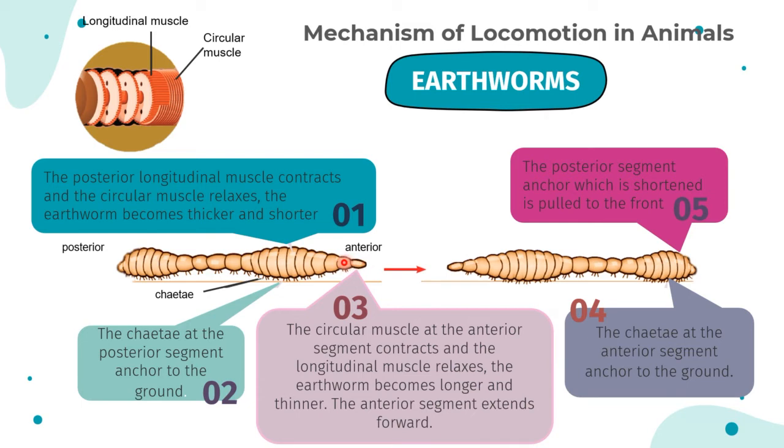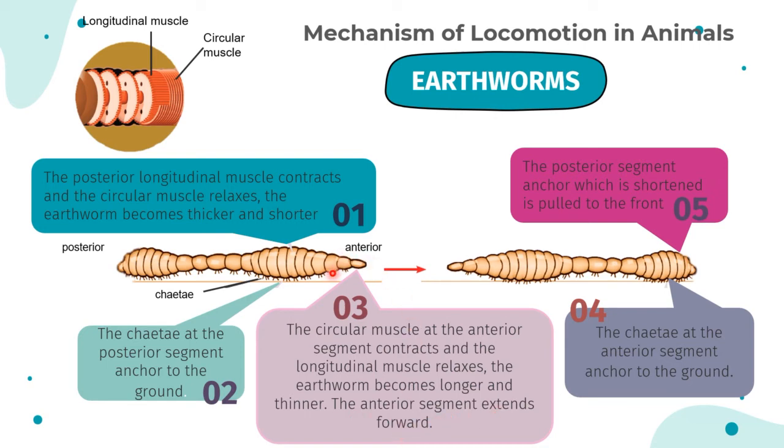Now the circular muscle will contract and the longitudinal muscle relax. When the longitudinal muscle relaxes, the earthworm becomes longer and thinner. The anterior segment extends forward.